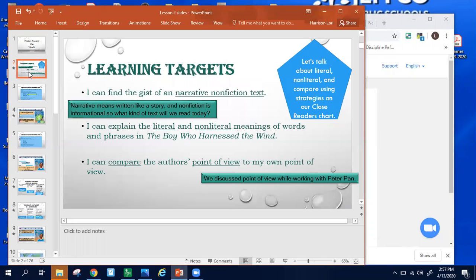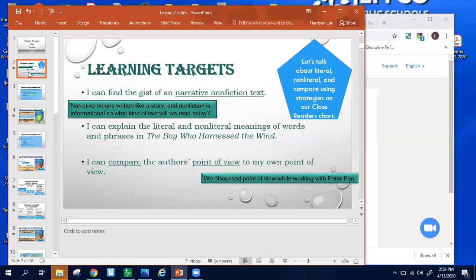And here are our learning targets today. The first one is I can find the gist of a narrative nonfiction text. So today, let's talk about what those words mean. Narrative is written like a story. In other words, it has characters, a setting, a plot that goes along with it, but it is also nonfiction. So it's informational. It's about something that is true and not just a made up story. So that's what kind of text we are going to be reading today, a narrative nonfiction text.